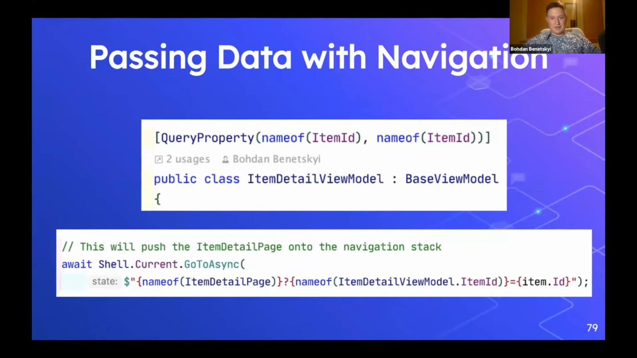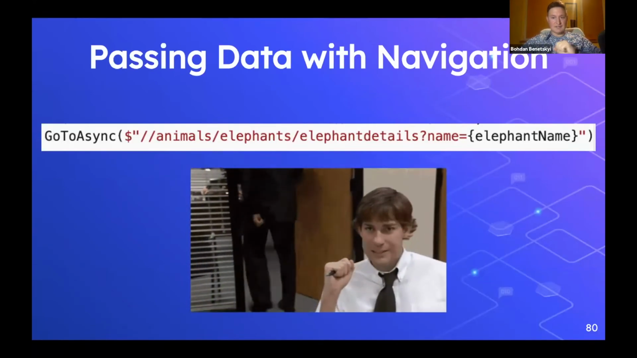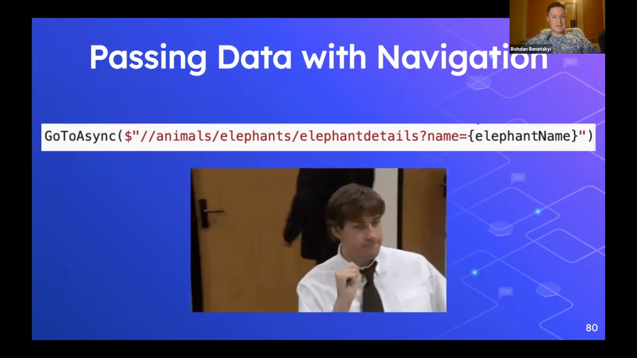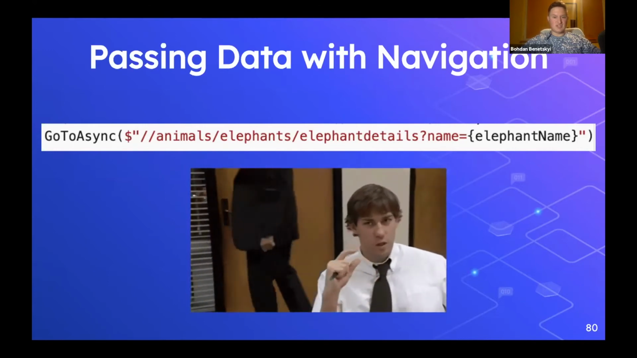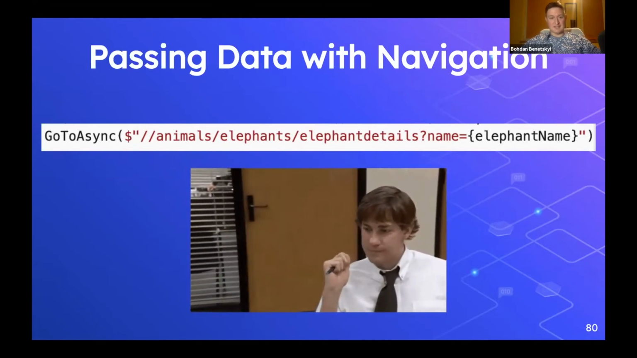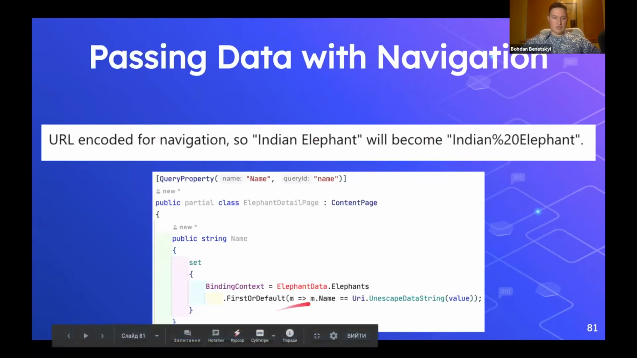Thanks. As far as I checked in the official documentation, I didn't find any information that we could use anything instead of strings. And even if we're using a string, we should interpolate that value. I mean, if it has some spaces within the name, it will be encoded with %20, and we should decode that. And I'm not so happy with that, unfortunately. Or here, for example, Indian elephant will become Indian%20elephant, and we should unescape the data string from a URI.